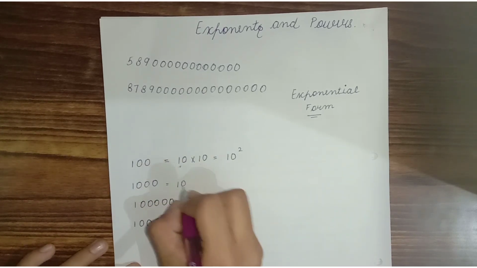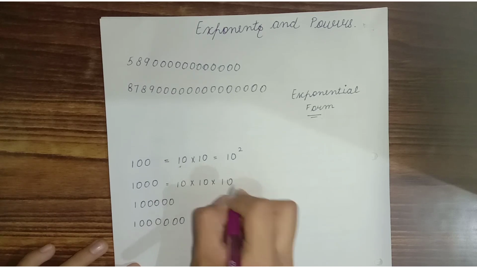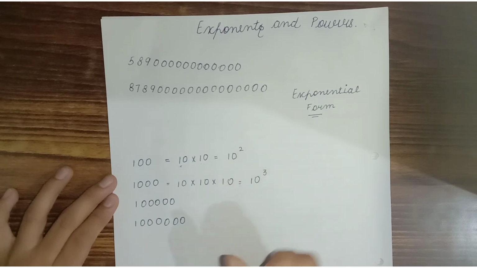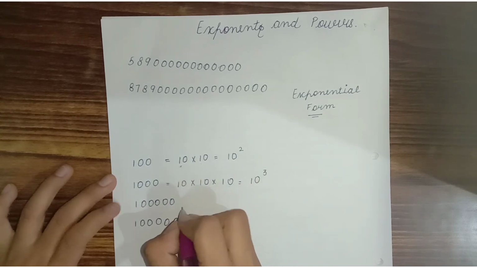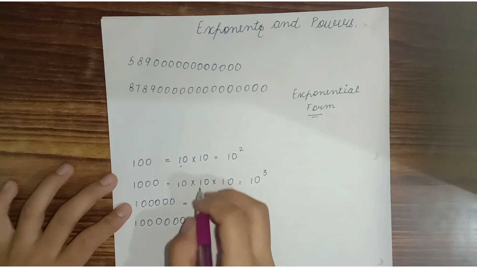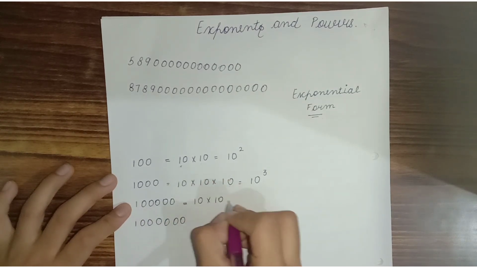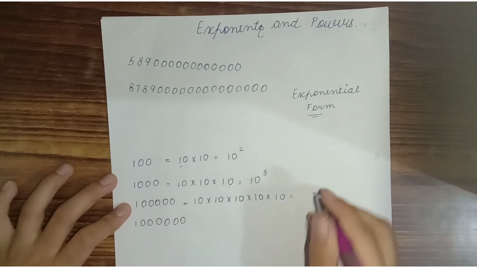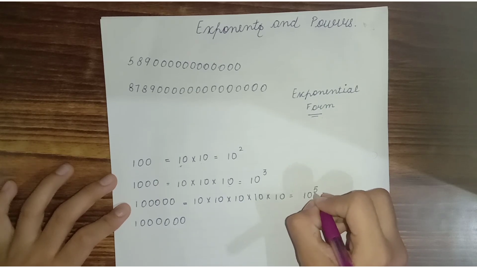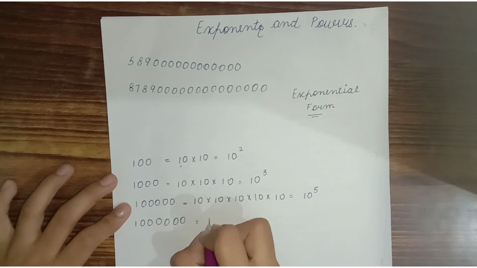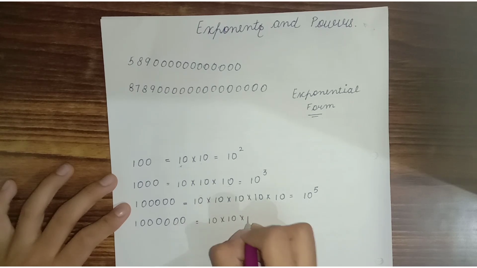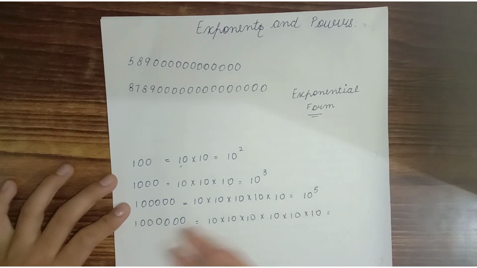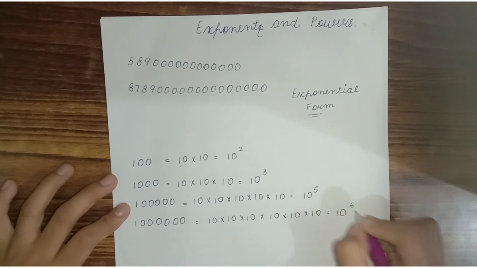Suppose it is 10 into 10 into 10. It will be written as 10 raised to the power 3. Why? Because 10 is multiplied 3 times here. And what will be this number? It is written as 10 into 10 into 10 into 10 into 10. So 10 is multiplied here 5 times. So we'll write 10 raised to the power 5. And in this it is 10 into 10 into 10 into 10 into 10 into 10. 10 is multiplied here 6 times. So we'll write it like this, 10 raised to the power 6.